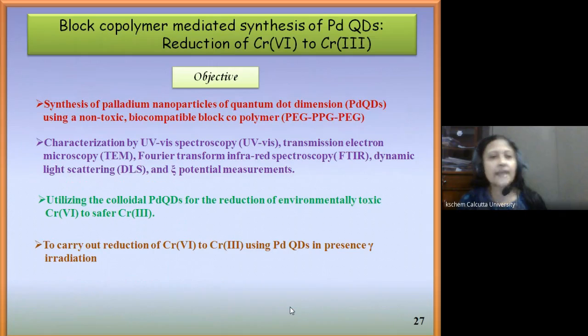Next, we found that block copolymer mediated synthesis of palladium quantum dots was suitable for the reduction of chromium 6 to chromium 3. So, we synthesized the nanoparticles in presence of non-toxic, biocompatible block copolymer PEG, polyethylene glycol, block polypropylene glycol, block polyethylene glycol. Then we characterized and utilized the system for conversion of this toxic chromium 6 to safer chromium 3, and we carried out the reduction in presence of gamma irradiation, which was found to be more effective.